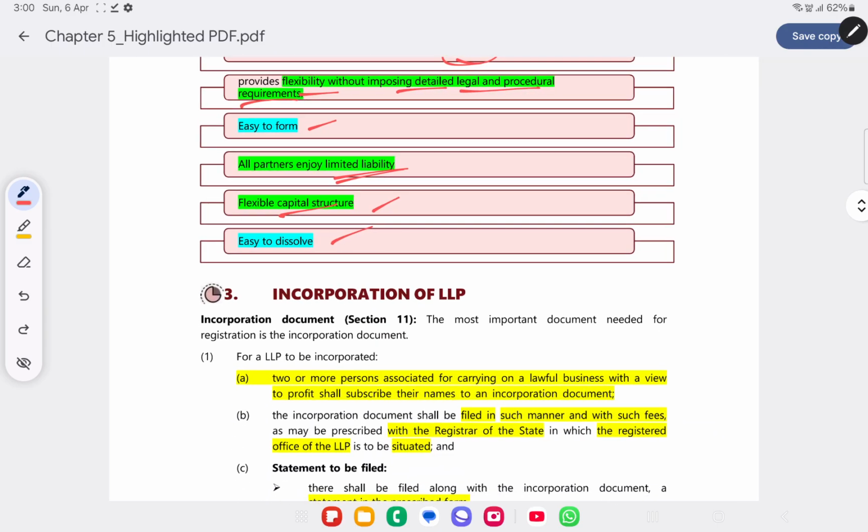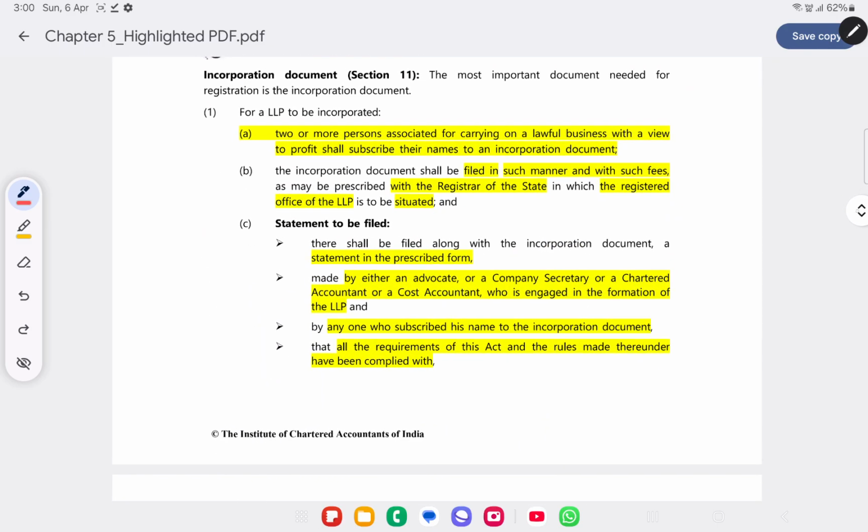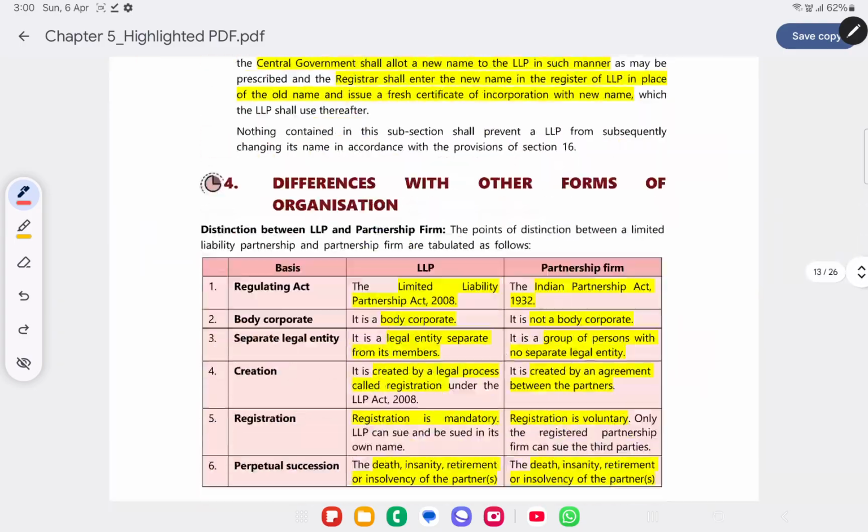So up next we'll have to see about few more things, which includes incorporation till the differences, which we will look into in part 3 of the video.